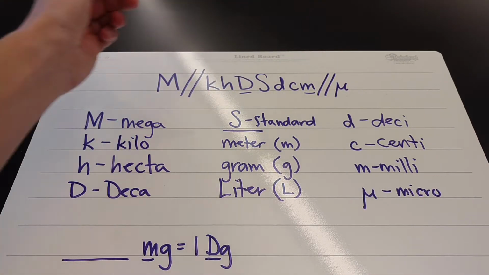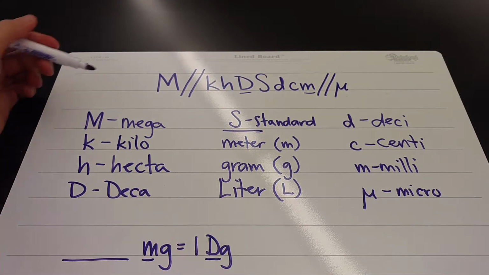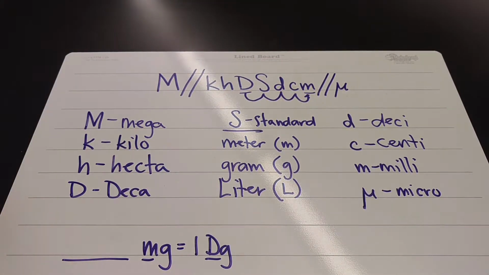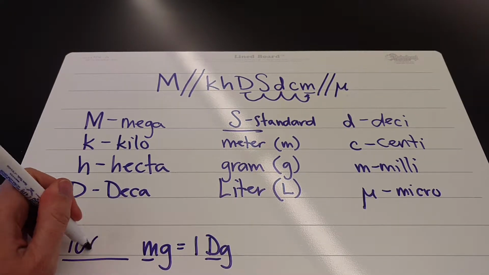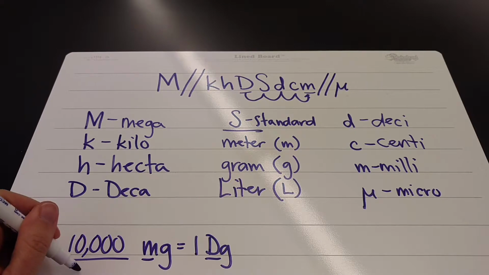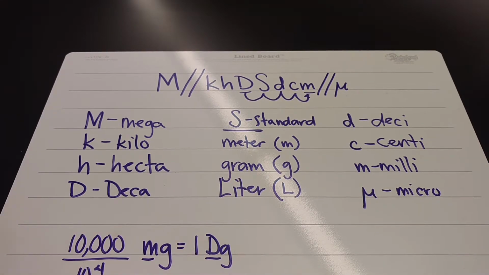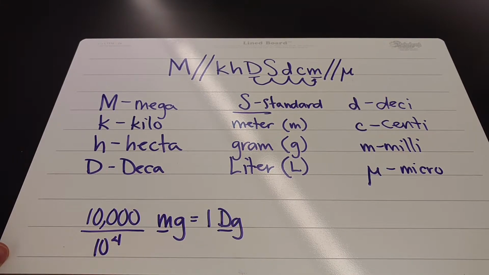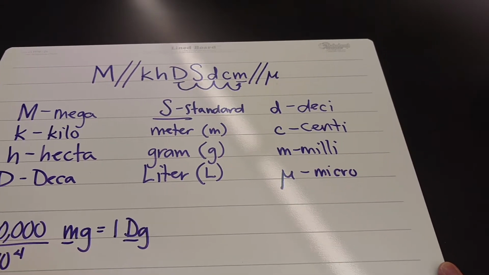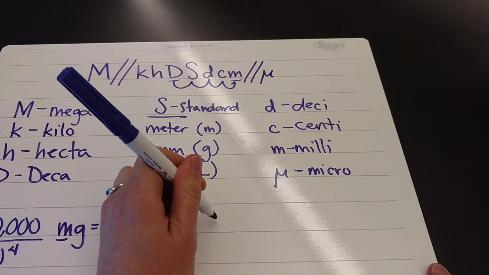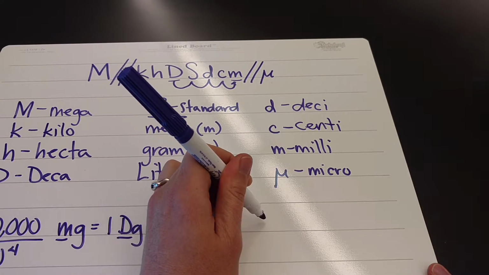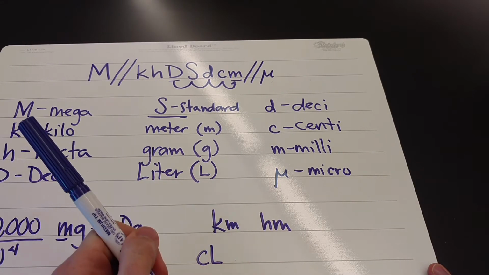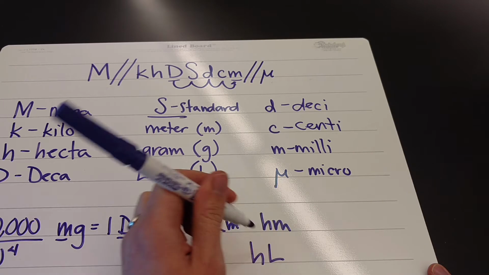The spacing on this line is based on the power of 10. So deca all the way to milli, 1, 2, 3, 4 spaces over gets you to milli. That's a 1 with 4 zeros, 10,000, or 10 to the 4th milligrams. I'm going to be working with adding zeros, but you can also do this with exponents if you prefer exponents. Okay. All right, I want you to pause the video in just a minute, and I want you to try to come up with relationships between kilometer and hectometer, and between centiliter and hectoliter.